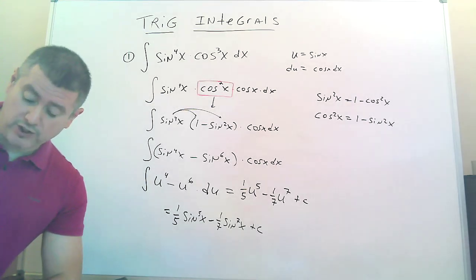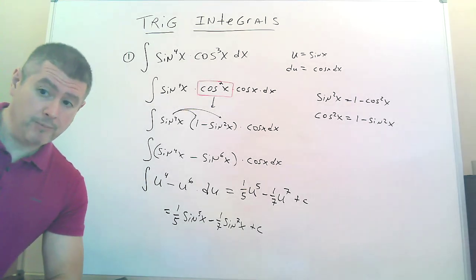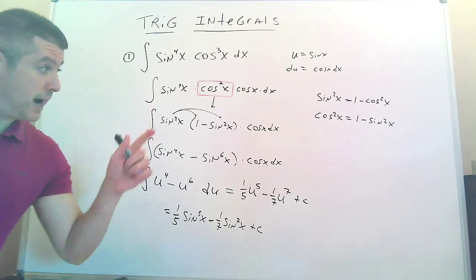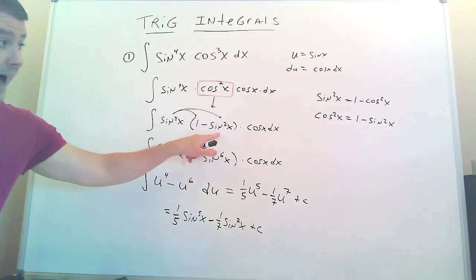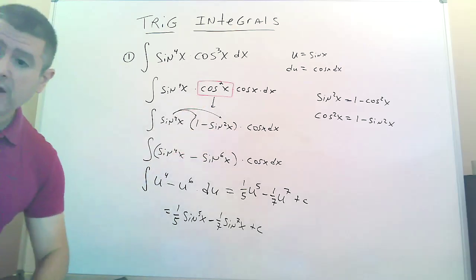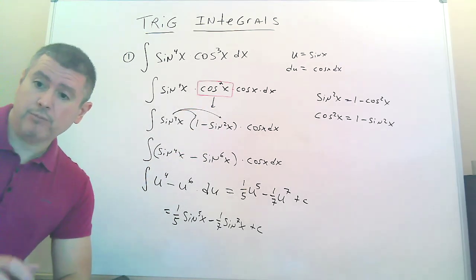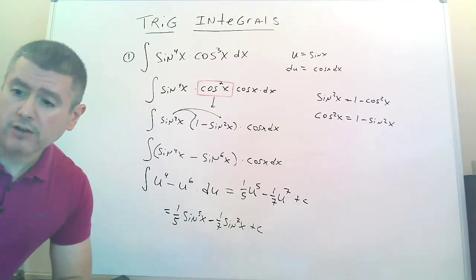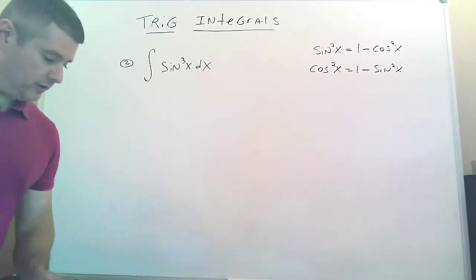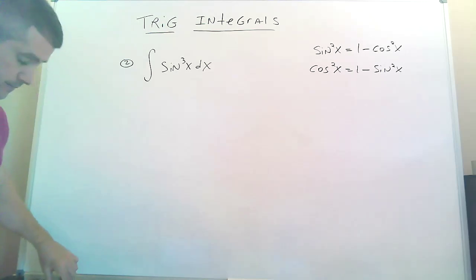But that's the game, right? We had one that was odd. We split that one up. That was my du. So my u was the opposite. I used my trig identity to replace the one. You need them all to be the same so that you can do the u substitution. All right, so let's do another one. Okay, so the second one only involves one trig function.